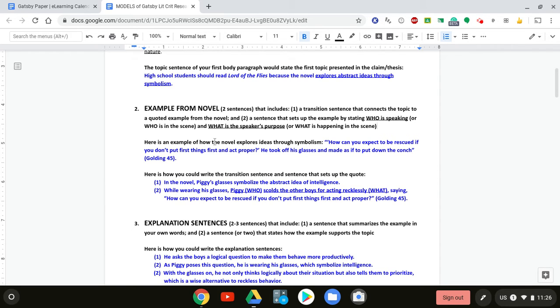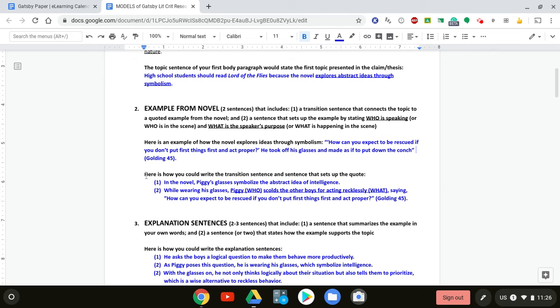So here's an example of how the novel explores ideas through symbolism. So here is the quote that I selected from Lord of the Flies. "How can you expect to be rescued if you don't put first things first and act proper?" He took off his glasses and made as if to put down the conch. If you remember, that was the quote I had in my planning document. So you want to use that planning document, your outline document that you created, in order to find those examples or use those examples from the outline document. All right, so we've got that.